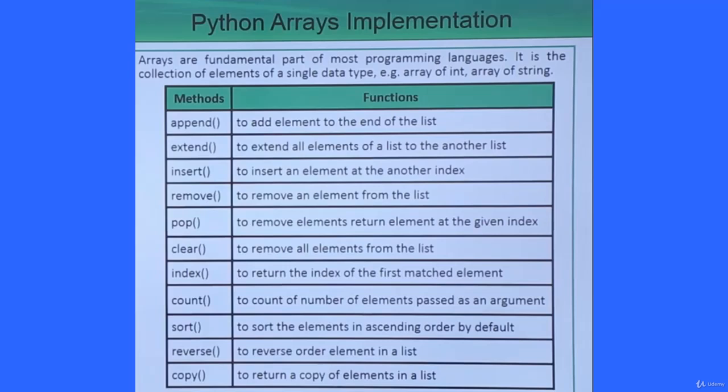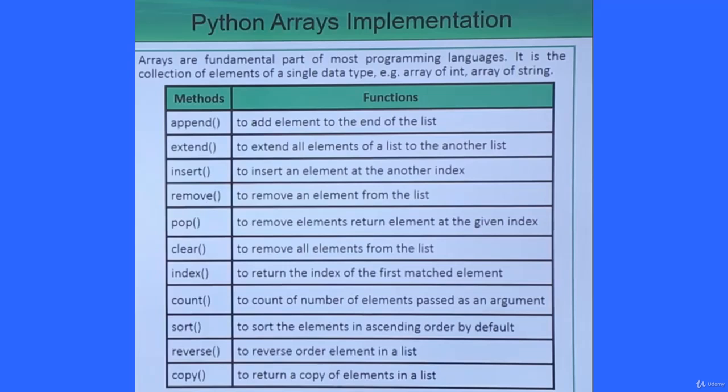So that means in the case of pop, we remove an element and return that element which has been removed from the given index. Clear, to remove all elements from the list, so the list will become empty, the array will become empty. Next one is index, to return the index of the first matched element. So that is useful for searching. Count, to count the number of occurrences of the element passed as an argument.